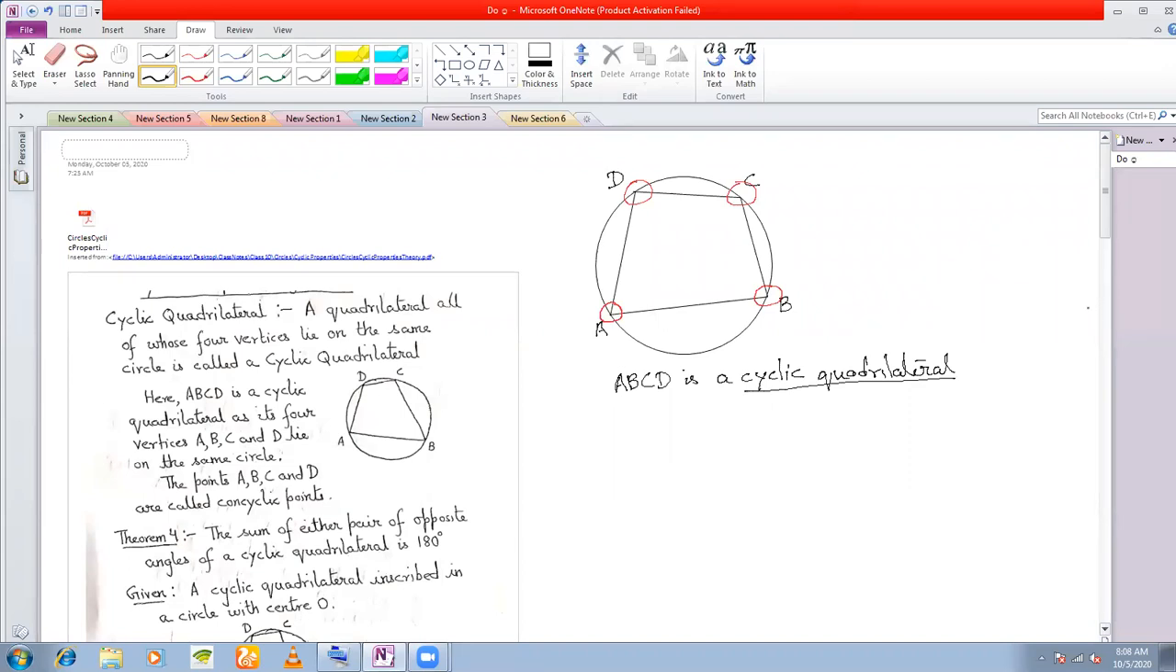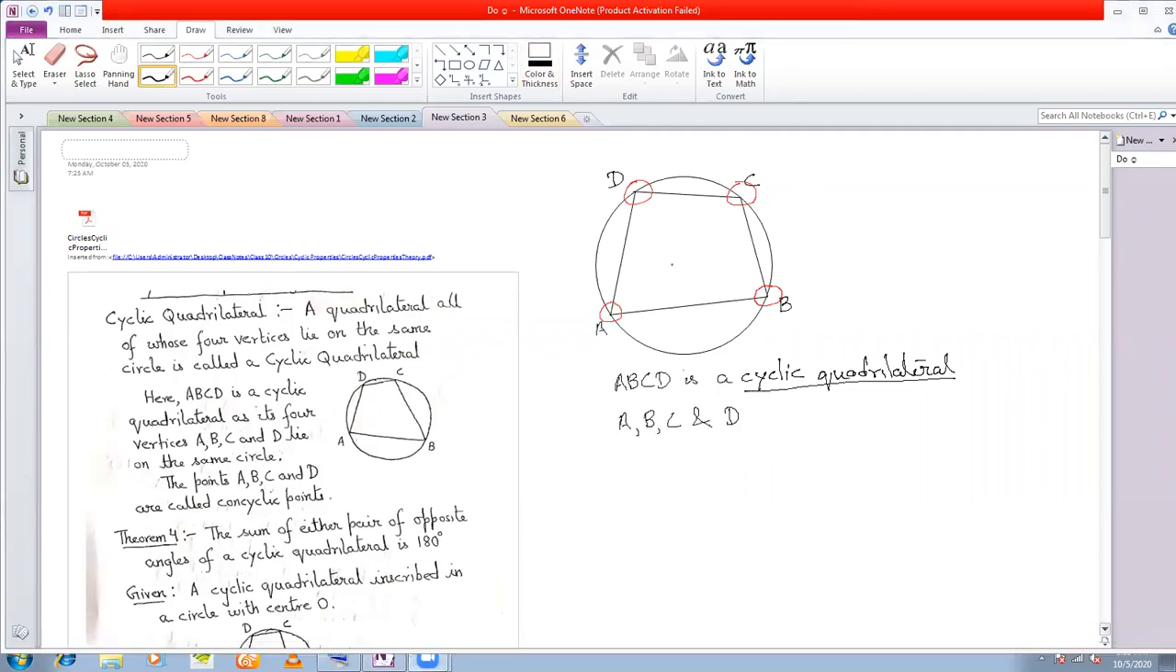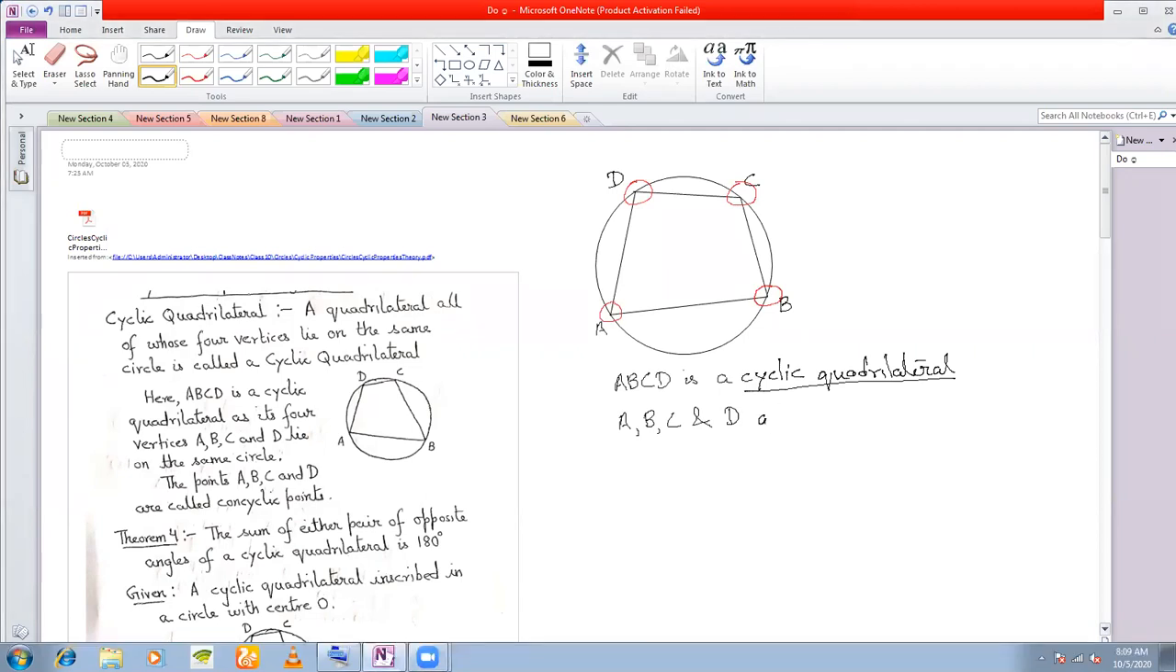Okay. Also, what you must know is that if ABCD is a cyclic quadrilateral, then the points A, B, C, and D are called concyclic points. Concyclic points means these points are on the same circle.